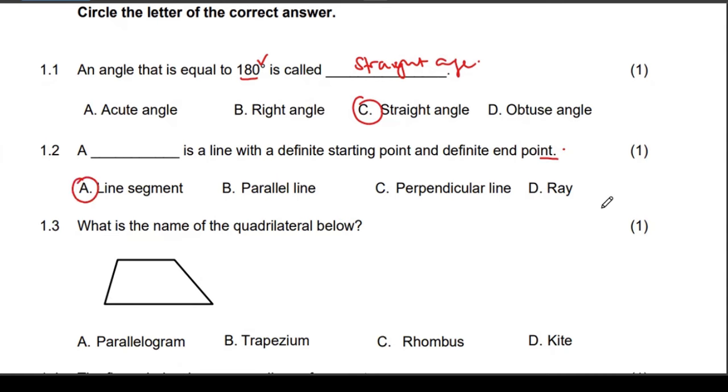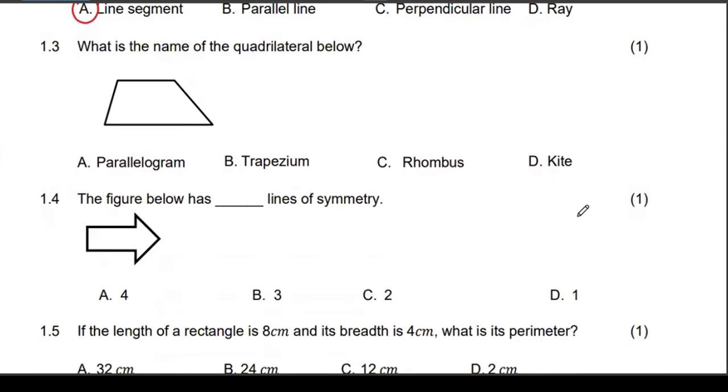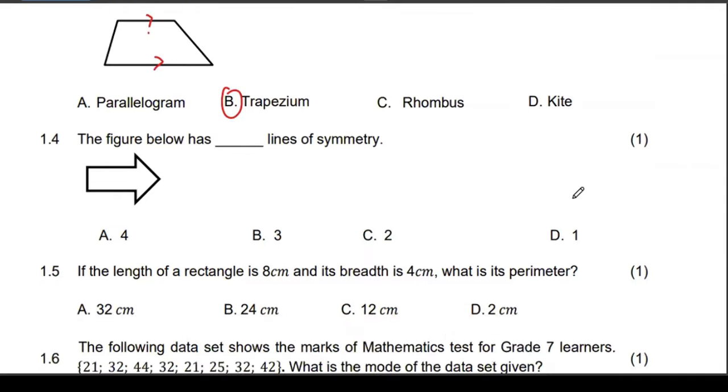And then what is the name of this quadrilateral? By looking at it, we feel like these lines are parallel. So this shape is a trapezium. It cannot be a parallelogram, it cannot be a rhombus, it cannot be a kite. So trapezium is the best answer.